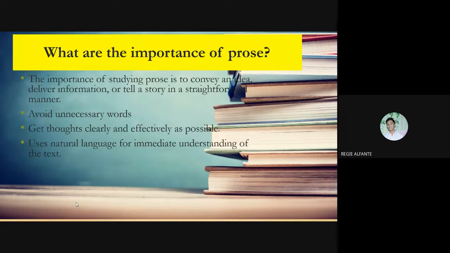As we already discussed the prose and the four types of prose, we're going to ask what is the importance of prose. The importance of prose is to convey an idea, deliver information, or tell a story in a straightforward manner. Second is to avoid unnecessary words. Third is to get thoughts across as clearly and effectively as possible, and to use natural language for immediate understanding of the text.